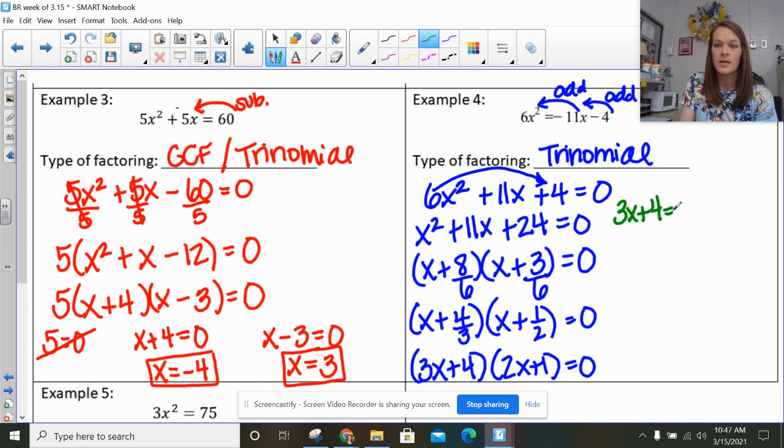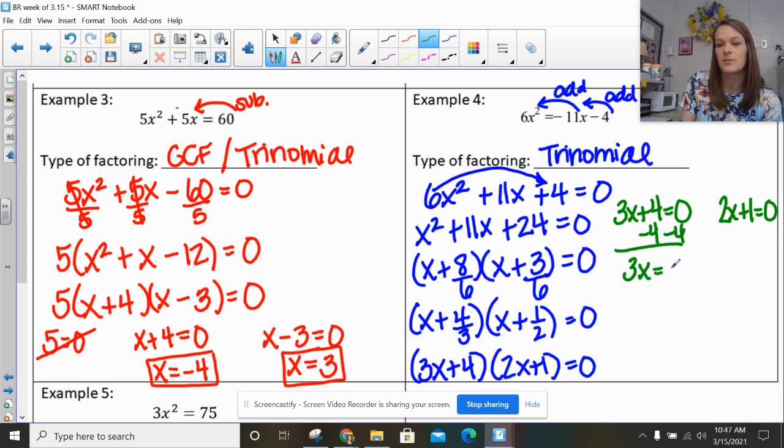And now to solve them, 3x plus 4 equals 0 and 2x plus 1 equals 0. So I'm taking each of them, setting it equal to 0. So the first thing I'm going to do is subtract 4. That'll give me 3x equals negative 4. And then divide by 3. So x is negative 4 over 3.